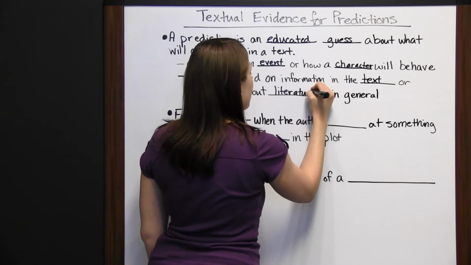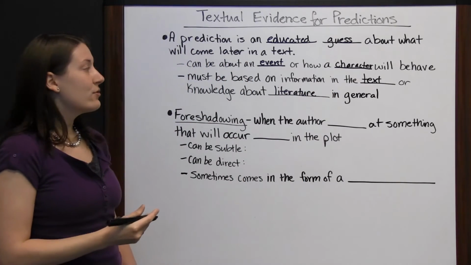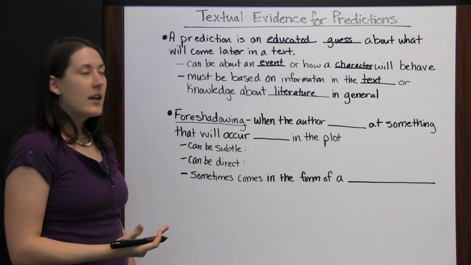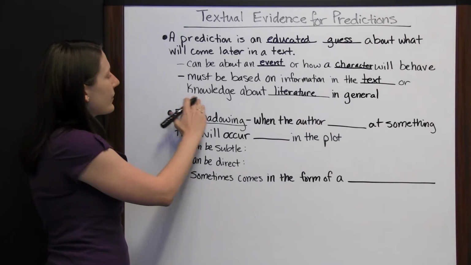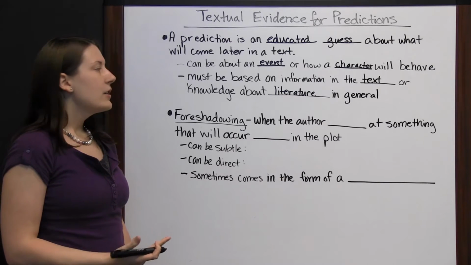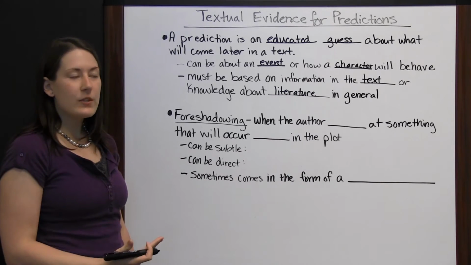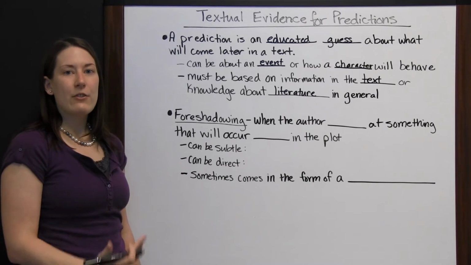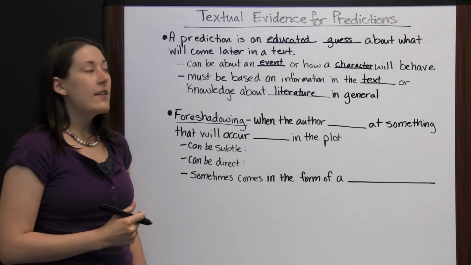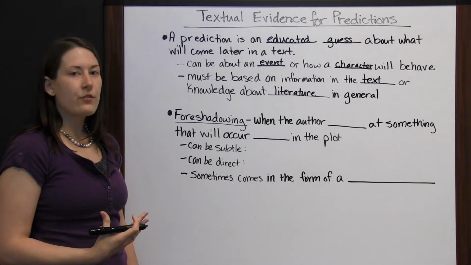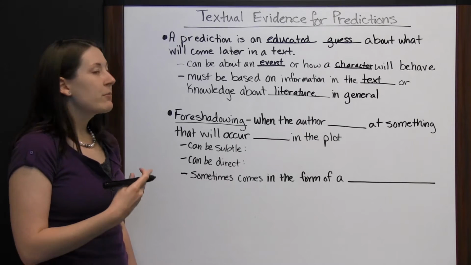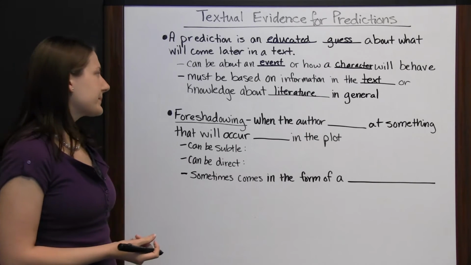For instance, if you've seen how a character has acted in a story so far, you can make a prediction about his future actions. And with your knowledge about literature, you know the basic layout of a mystery novel, so you might be able to predict who did something in a story or how the story is going to end up based on your general knowledge of literature. And the more you read, the more your general knowledge about literature is going to increase, so you may be able to make more predictions the more you read.